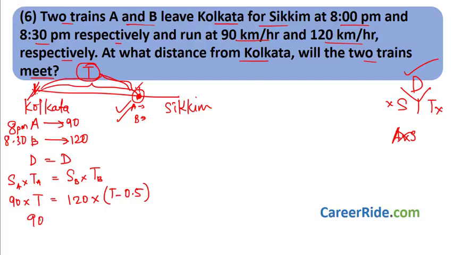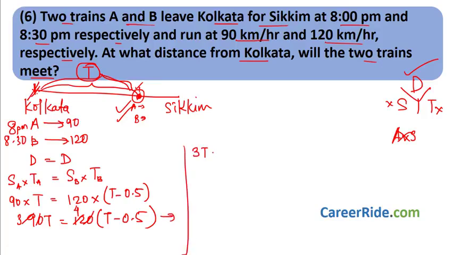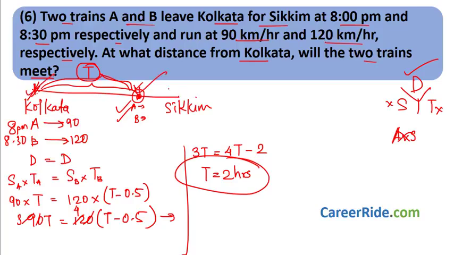So what do we get over here? 90t equal to 120 into (t minus 0.5). This gets cancelled. 3 3s are 3, 4s are... So what do we have? Let's see. We have 3t equal to 4t minus 2. So t equal to 2 hours. So the time taken by A to travel from this distance to this distance is 2 hours. That is, both the trains meet after A has traveled for 2 hours.